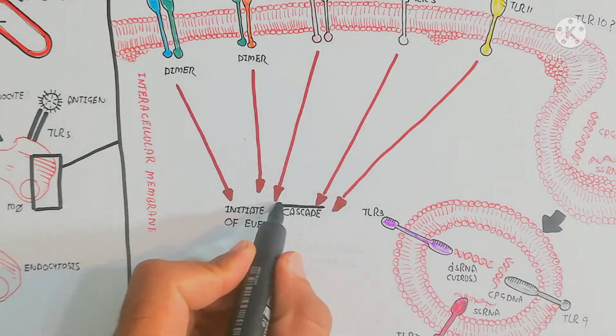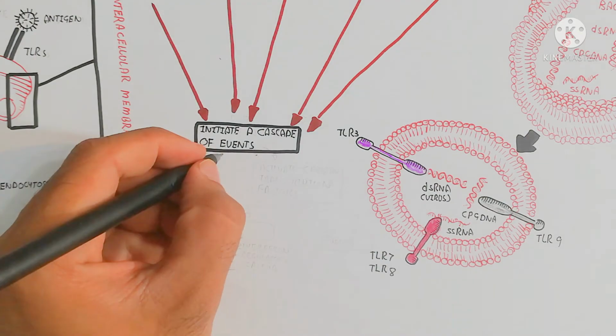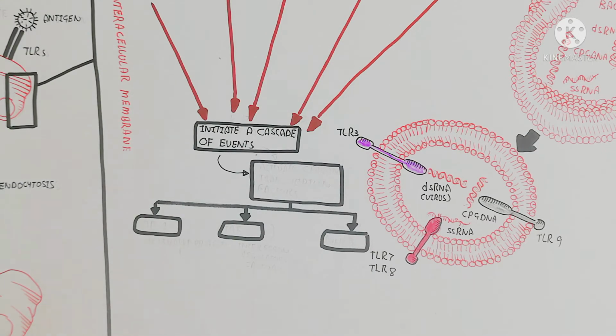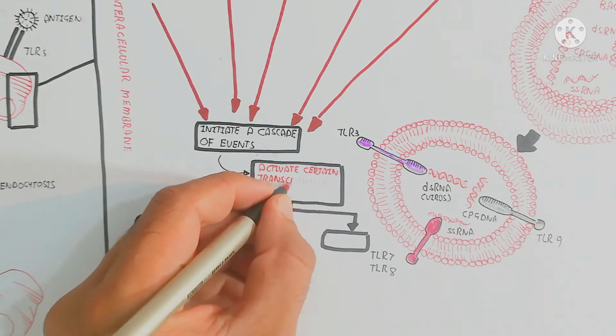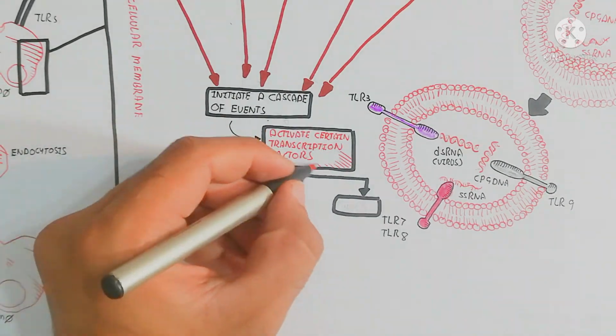After this, all this activity will be recognized and initiate a cascade of events. This cascade is very difficult to explain, but here I am giving the overview. It is a very complex situation, and we will not go into all of it.